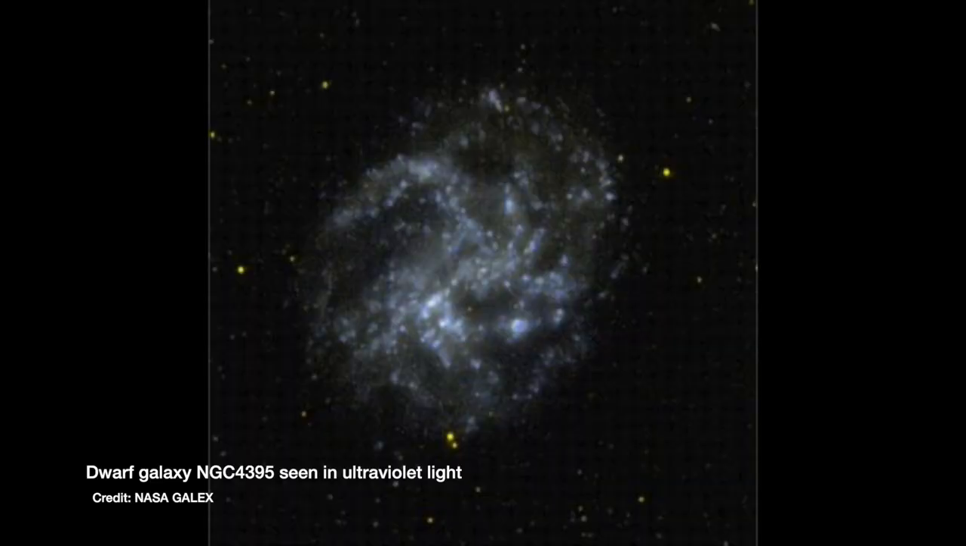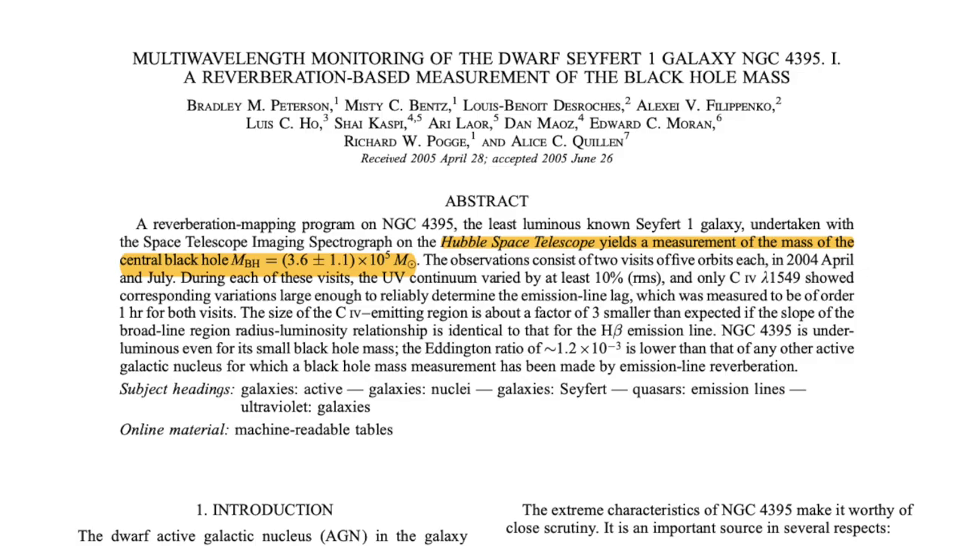But despite being very difficult to do, astronomers did manage to do this for the most nearby, faintest growing black hole in the middle of NGC 4395. And in it, they measured an intermediate mass black hole of 360,000 times the mass of the sun.